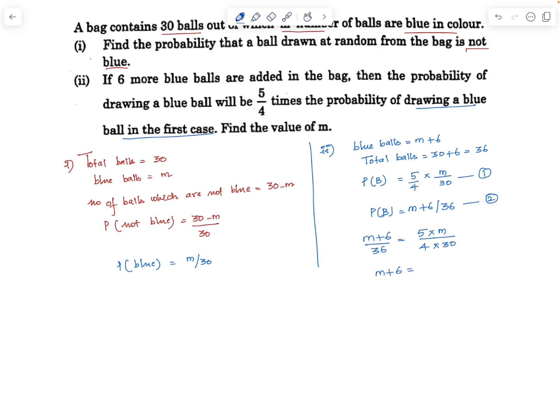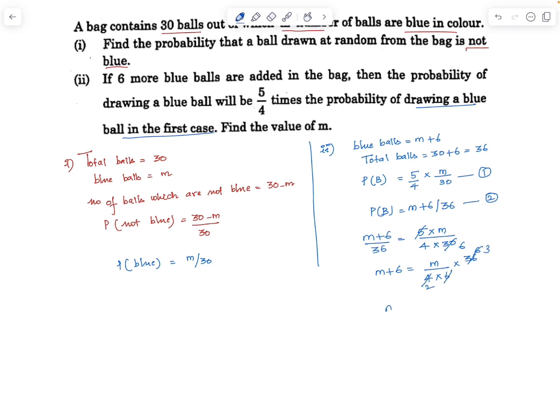m plus 6 is m upon 4 into 6 into 36. On simplifying, we get m plus 6 is equal to 3m upon 2. That is, m is equal to 12.